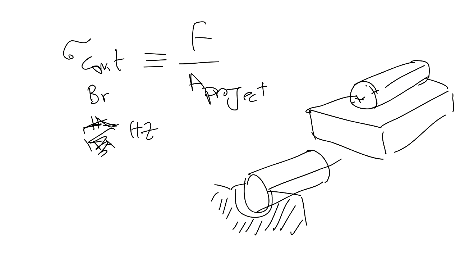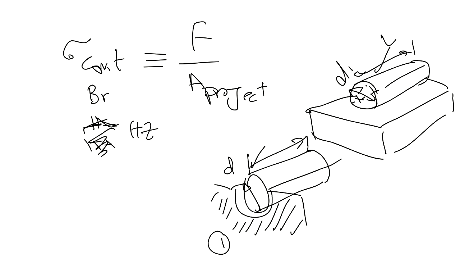Assuming that these two circular bars are identical, which means they have the same diameter and the same length. So let's start with case number one, the lower case. What will be your area projected here in this case?